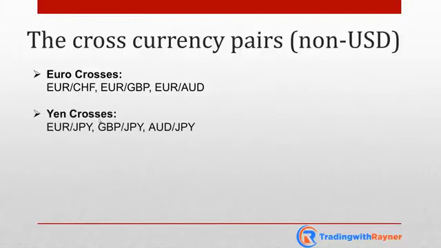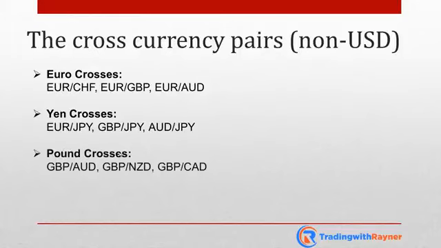Then you have yen crosses, where you have yen as a common denominator: Euro yen, pound yen, Aussie yen. You can even have pound crosses: pound Aussie, pound New Zealand, pound Canadian. You can have all the different types of crosses: New Zealand crosses, Aussie crosses, African rand crosses, and stuff like that. The main idea of cross currency pairs is that it is a non-USD pair, and there should be a theme related to it, whether it's a Euro cross, yen cross, or pound cross.